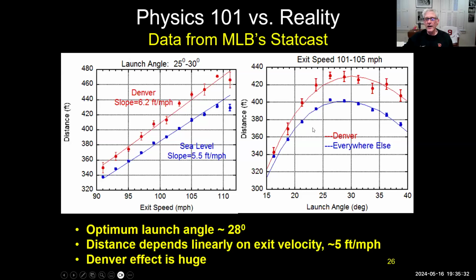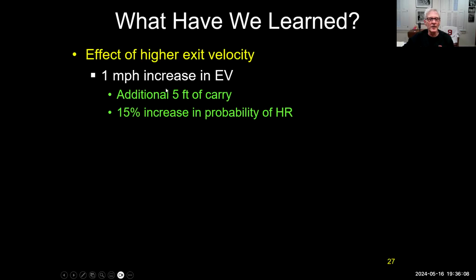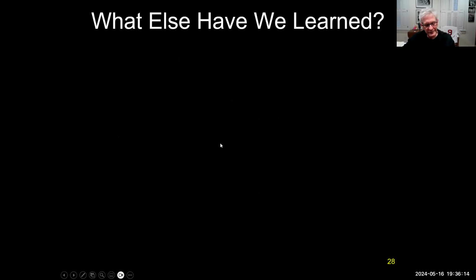The other thing to note is if I look at a fixed exit velocity, if I look at how it depends on the launch angle, you see that this thing peaks at somewhere between 25 and 30 degrees. Very, very much unlike what it would be like in a vacuum. In a vacuum, the Physics 101 case, the distance would peak at precisely 45 degrees. So the effect of the drag is to really reduce that considerably. So 25 to 30 degrees is the angle if you're trying to hit a home run. That's how you want to hit it. So what have we learned? Each additional mile per hour of exit velocity gives you about an additional 5 feet of carry.